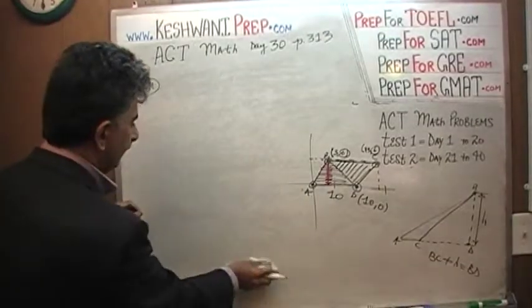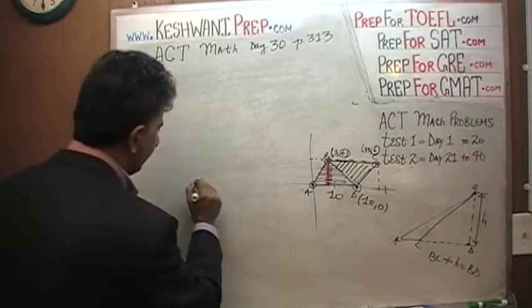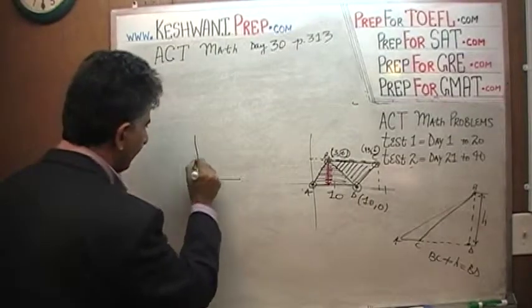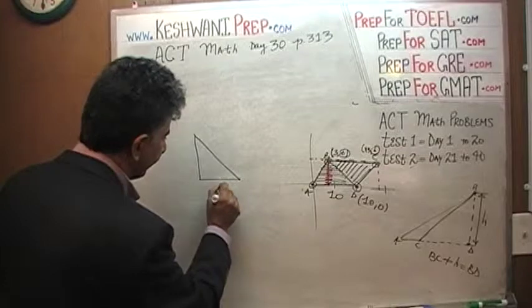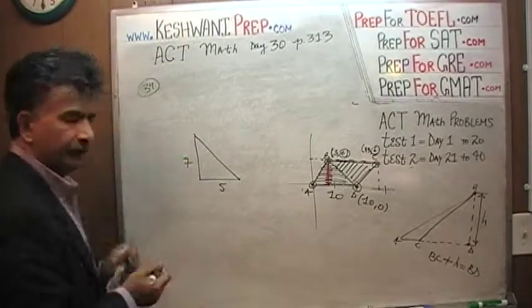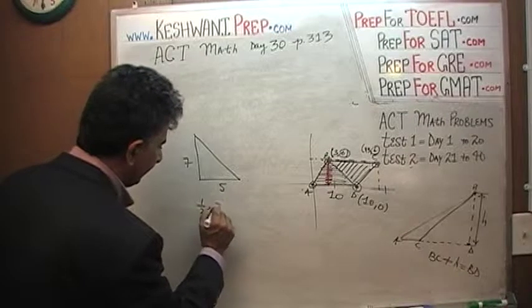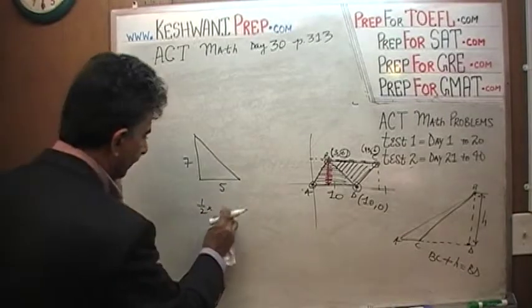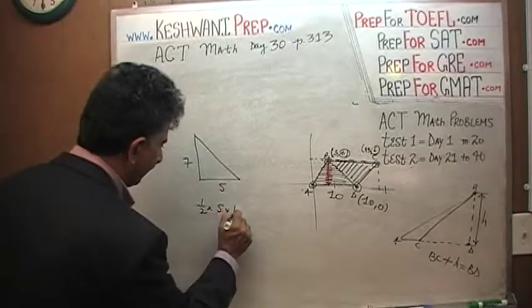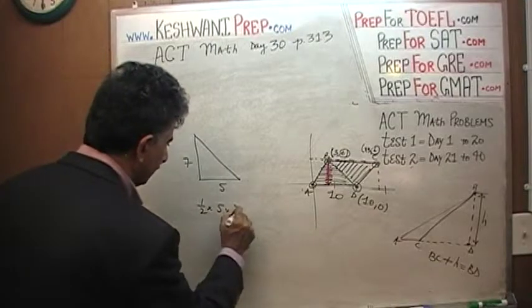For example here, let me give you a simple example. Here's a triangle. The base is 5 and the height is, say, 7. How do we find the area of this particular triangle? It's 1/2 base times height, which is 7.